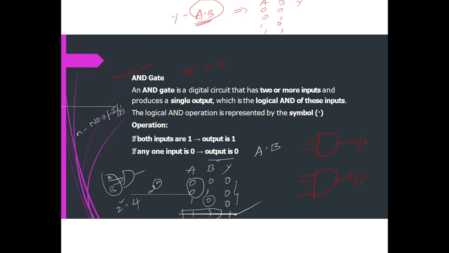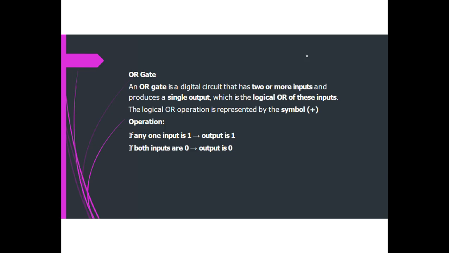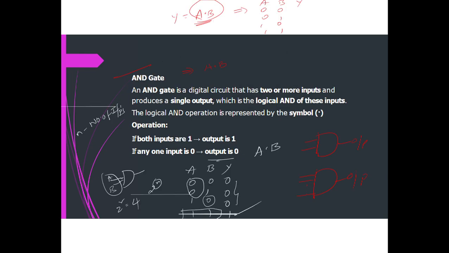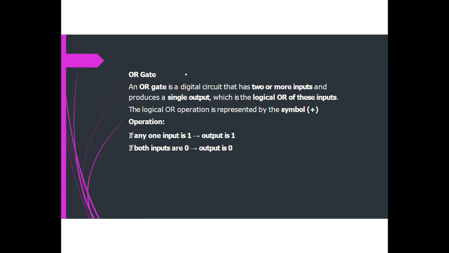Coming to the next gate, that will be the OR gate. Now you understand how you are going to write this definition, and the same goes for the other gates also. So the definition of the OR gate: an OR gate is also a digital circuit that has two or more inputs.